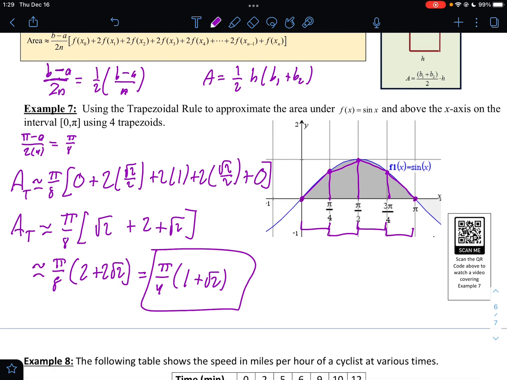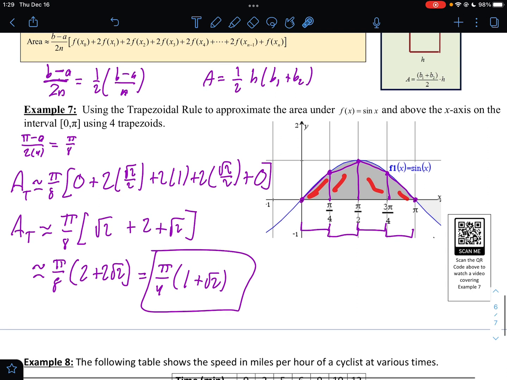Now, again, instead of memorizing this rule, you could simply do the 4 shapes one at a time. Triangle, trapezoid, trapezoid, trapezoid, one at a time. And that will work.